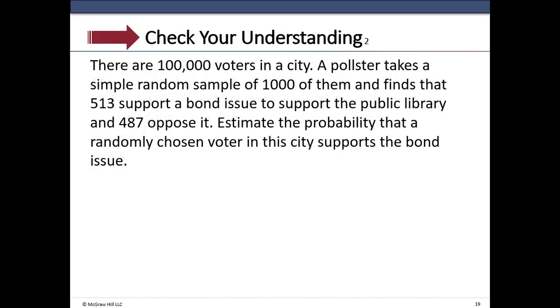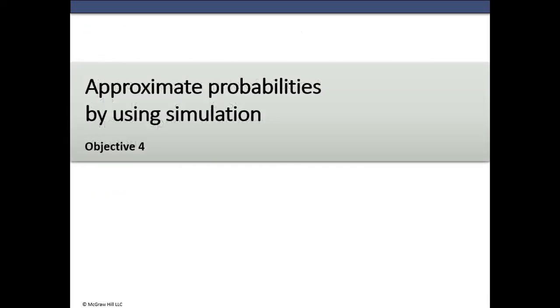In a city of 100,000 voters, a pollster takes a simple random sample of 1,000 of them and finds that 513 support a bond issue to support the public library and 487 oppose it. Estimate the probability that a randomly chosen voter in the city supports the bond issue. It will be 513 divided by 1,000, which is 0.513.